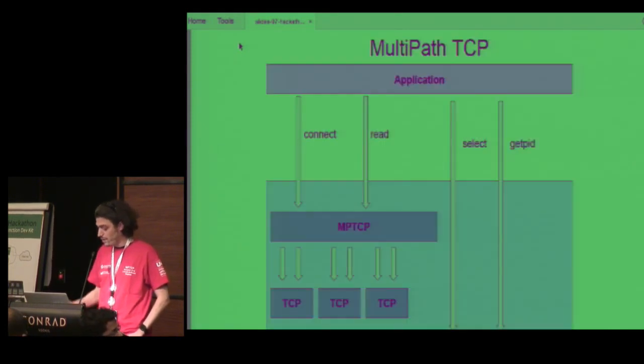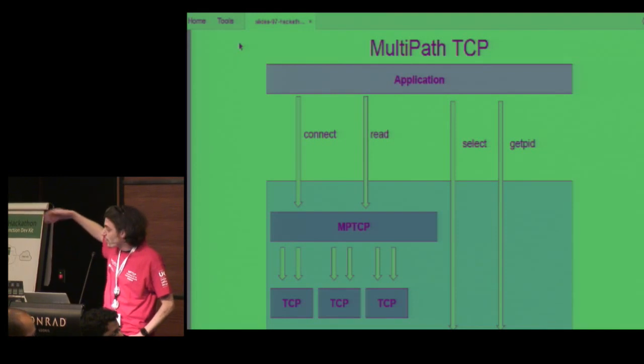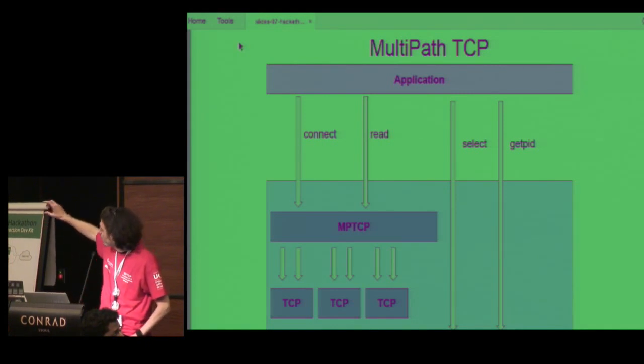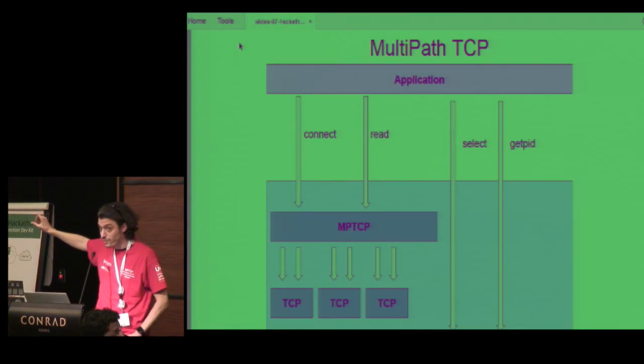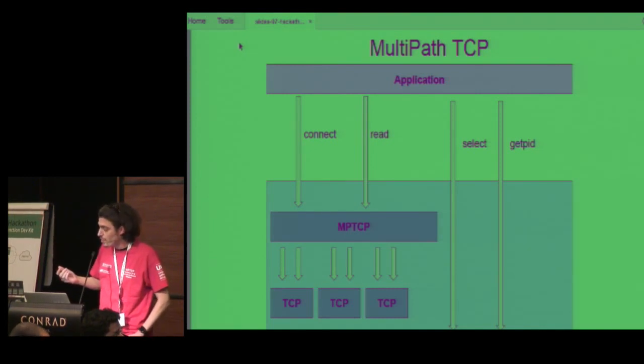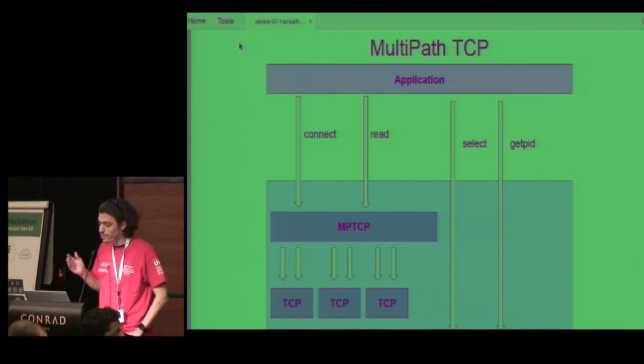As it's implemented, the application will just open a TCP socket, and in the kernel we added the MPTCP layer that will translate and use multiple TCP connections. We call those subflows. So if you have an MPTCP connection that consists of multiple TCP connections, the TCP connections are basically the subflows. So it's transparent for the application. It's all in the kernel.